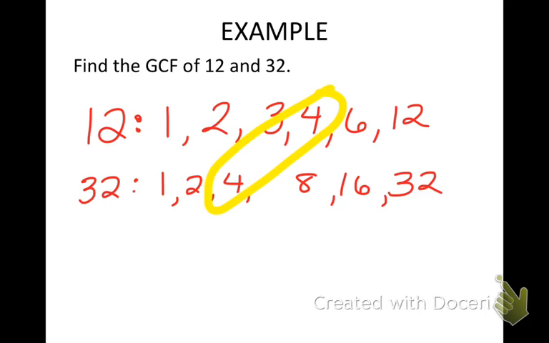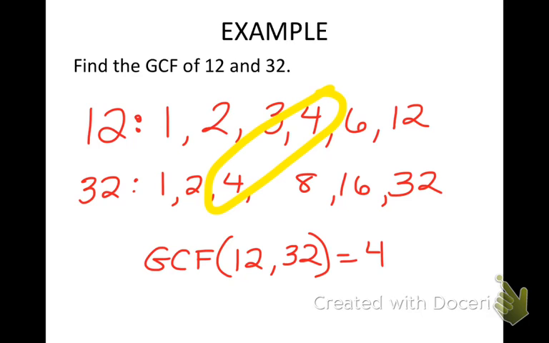So if we wanted to write this, the GCF of 12, 32 is equal to 4. How do you know which number to put first in the parentheses? It doesn't matter. Usually it always goes smallest to largest.